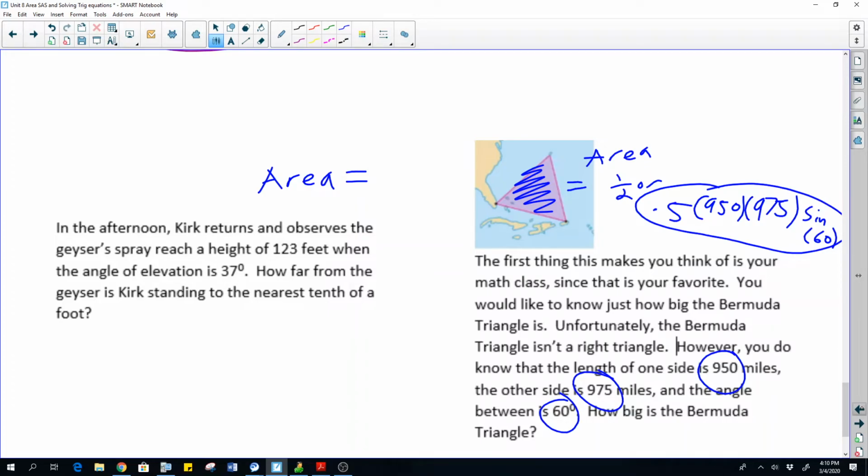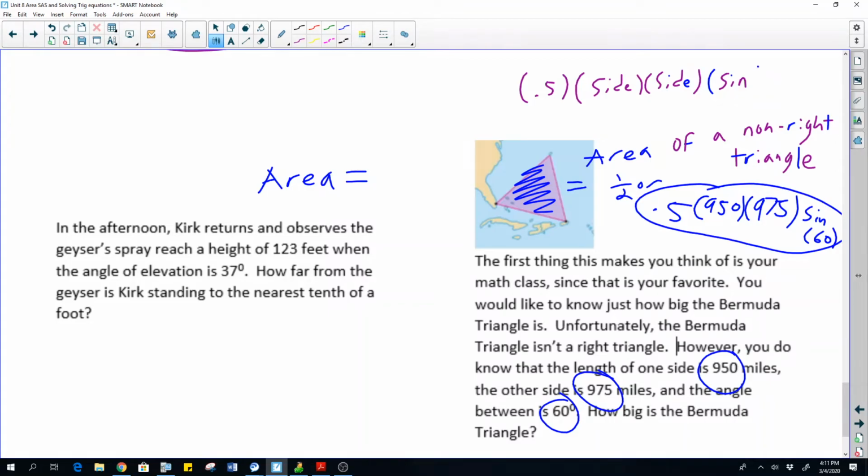You'll see one of these on the test, so make sure you know how to do the area of a non-right triangle. And don't forget to use your different colors for your R's and your T's and your L's. Again, the area of a triangle is 1/2, or I just like to use 0.5, easier to put in your calculator, times your side, times your other side, times the sine. Make sure it's sine, not cosine, of your angle.